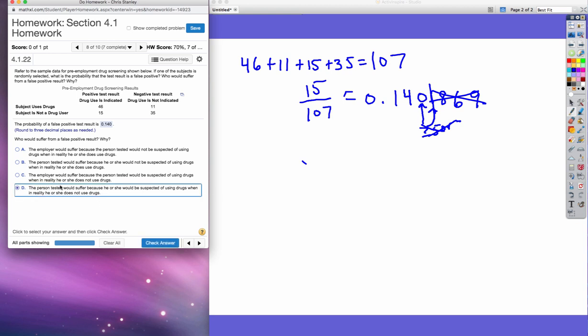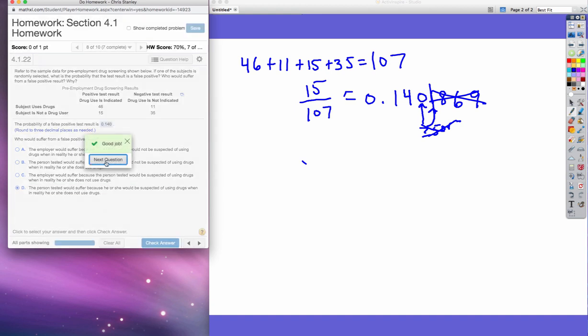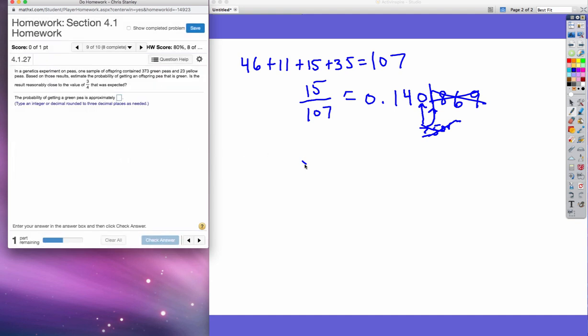I think the person would be suspended when in reality they do not use drugs. So a false positive is essentially somebody who didn't do it, but the test is saying they did. So they're going to get in trouble when they never did it. So you could just pause that and think about that for a little bit. Okay, so they did this genetics experiment.